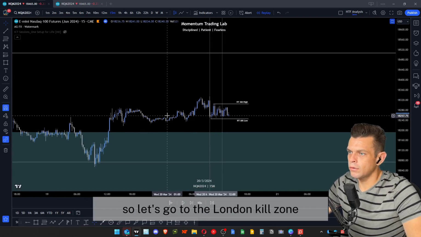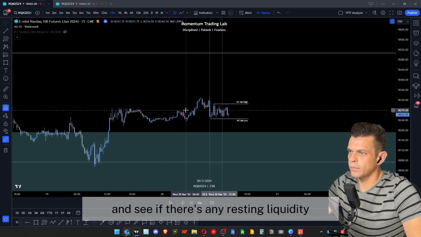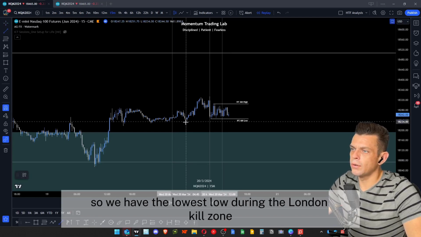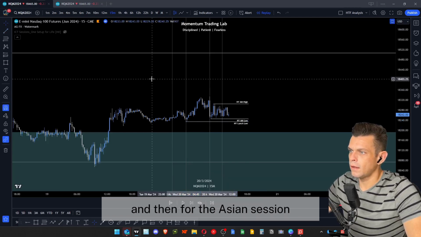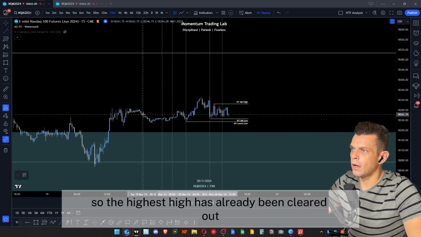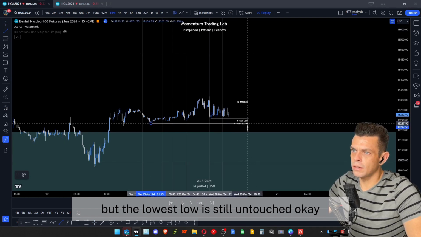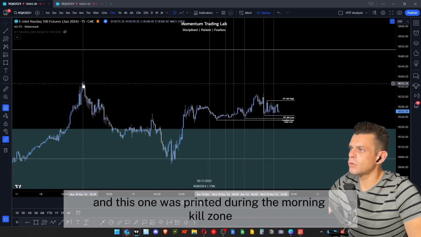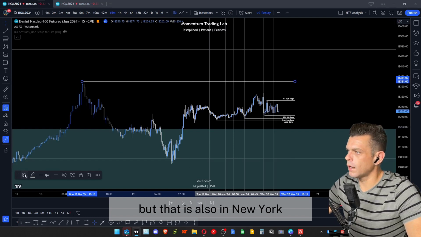Okay, so let's go to the London kill zone and see if there's any resting liquidity. That is from 2 o'clock until 5. We have the lowest low during the London kill zone still untouched, so we want to see that on the chart. And then for the Asian session, which is from 8 till midnight, the highest high has already been cleared out, but the lowest low is still untouched. And if we have a look right there, we also have a high, and this one was printed during the morning kill zone. So that is also a New York AM high.